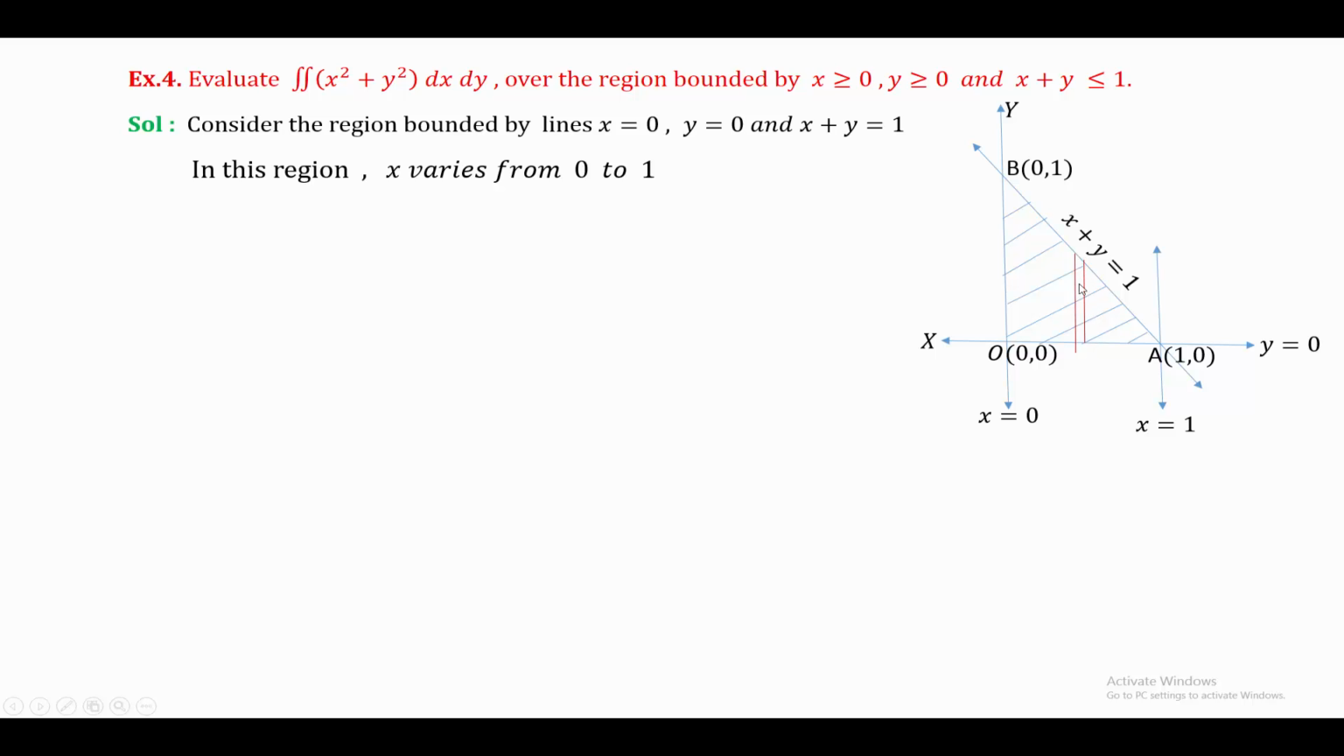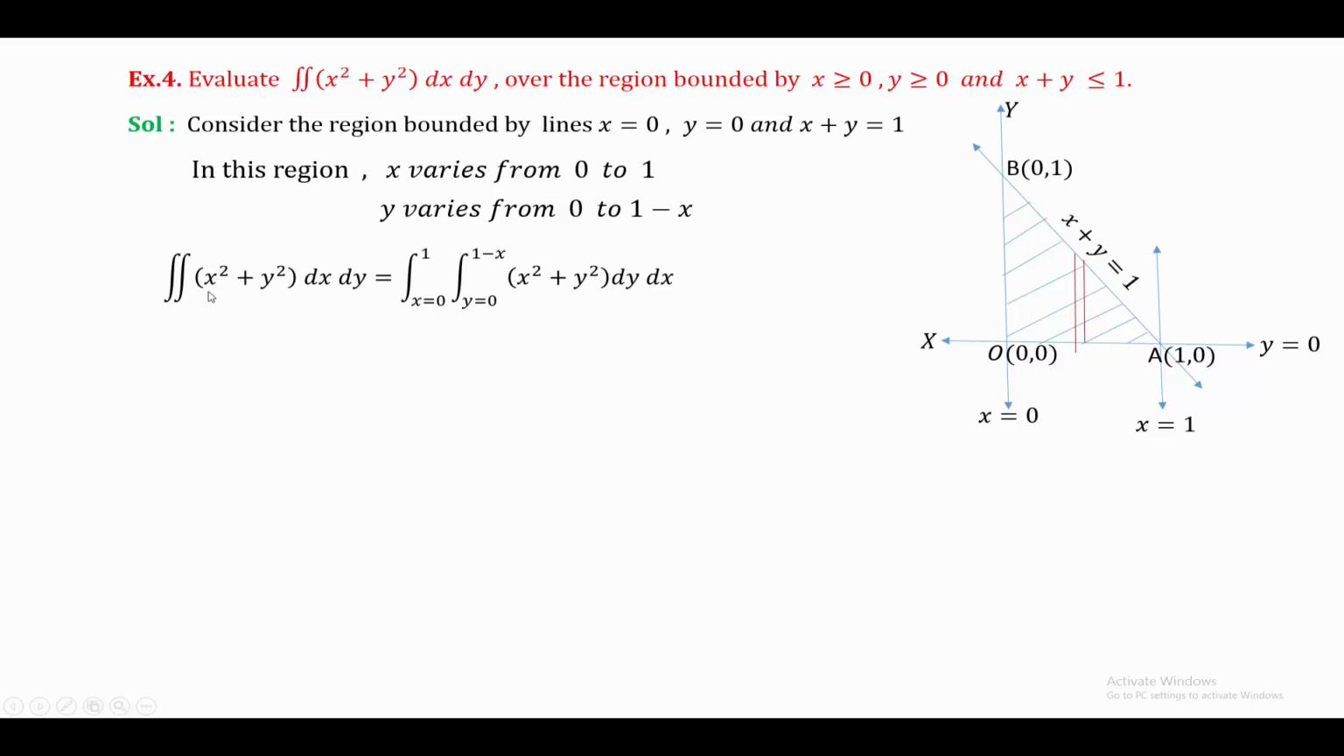And y varies from this line to this line, taking a strip parallel to the y axis. So y varies from 0 to, here, y equal to 1 minus x. Y varies from 0 to 1 minus x. Therefore this region is in between these lines: x is 0 to 1 and y is 0 to 1 minus x.